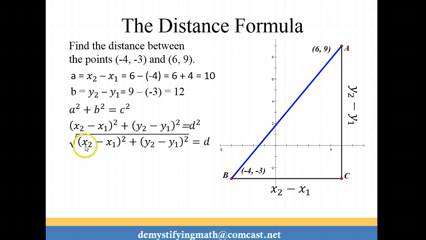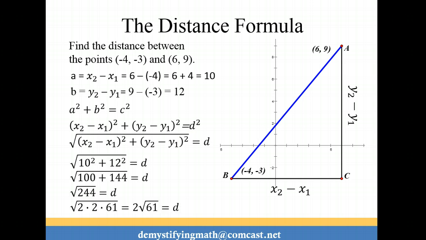So we have the square root of x2 minus x1 all squared plus y2 minus y1 all squared equals the distance between the points. And that's what we call the distance formula, and you can usually just start right there and plug in your numbers. So now we're going to plug in. For our x2 minus x1 we found 10, so we plug that in. And for y2 minus y1 we found 12, so we plug that in.